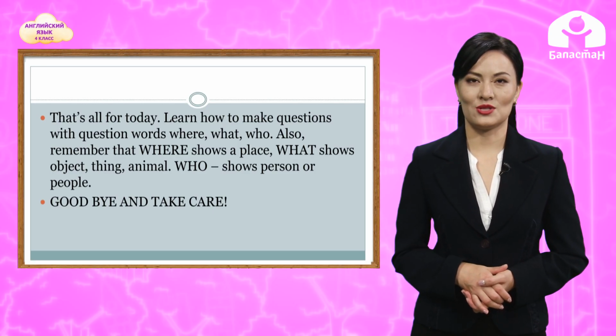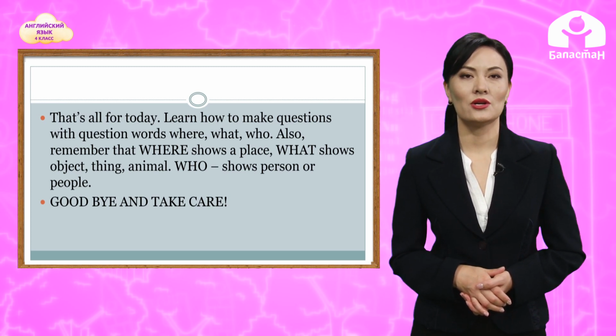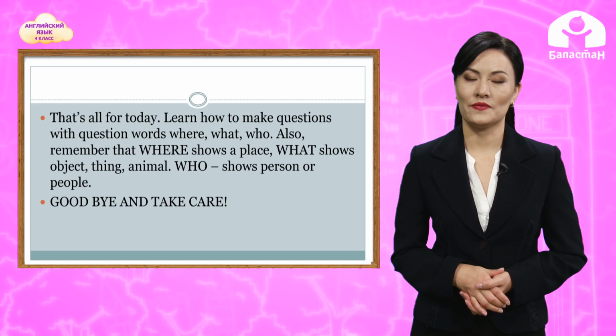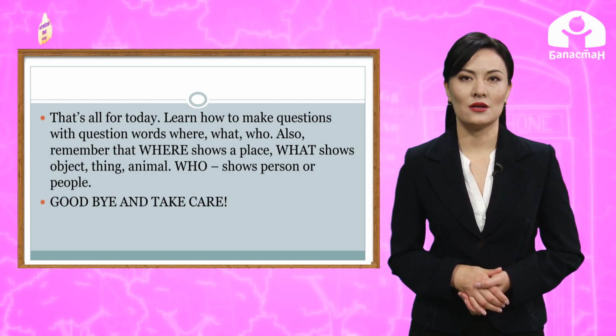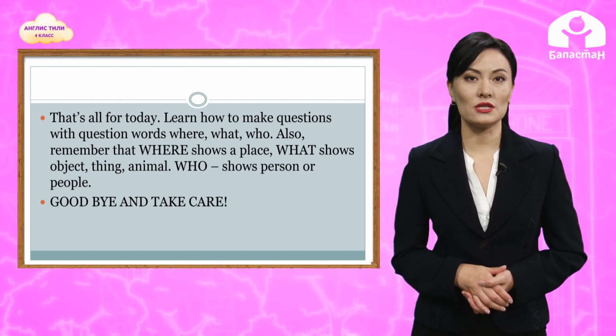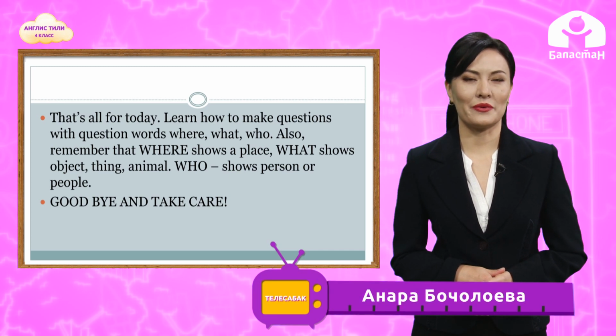That's all for today, children. Learn how to make questions with question words where, what, who. Also, remember that where shows a place. What shows object, thing, or animal. Who shows person or people.